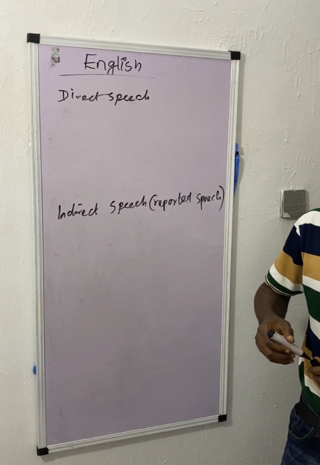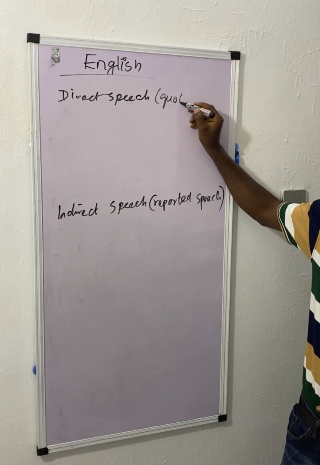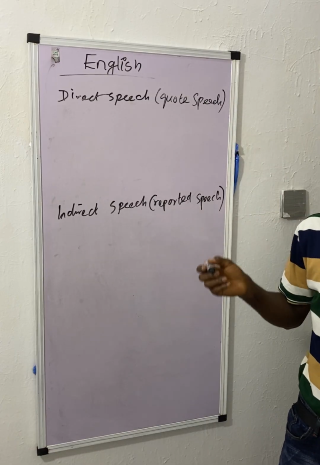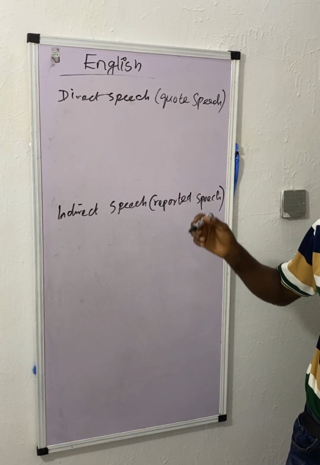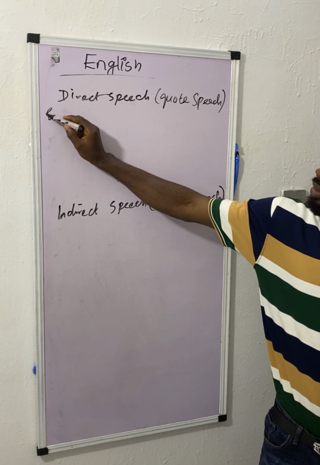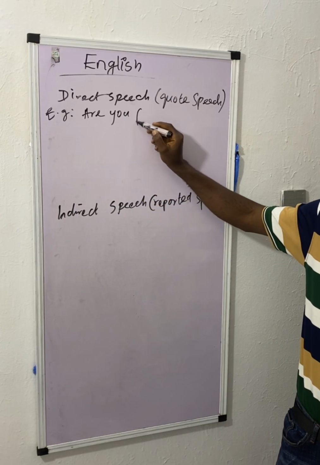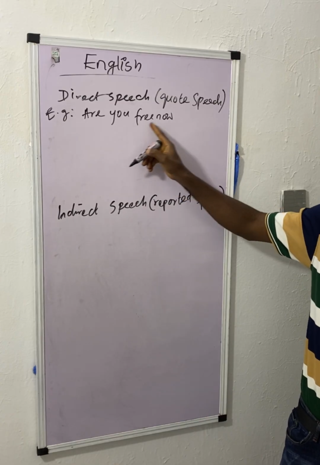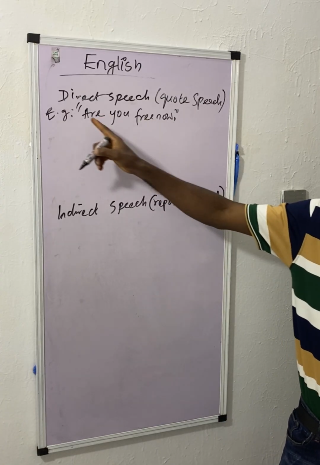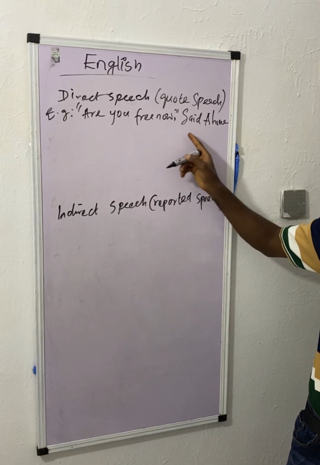For example, this direct speech is also called quote speech, like quoting someone, quoting a speaker. A direct speech, for example: "Are you free now?" Who said it? We put it in quotes because it's a quote speech. "Are you free now?" said Ahmed.